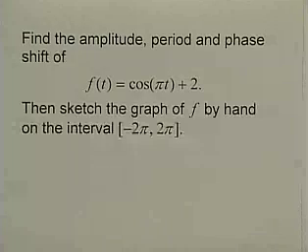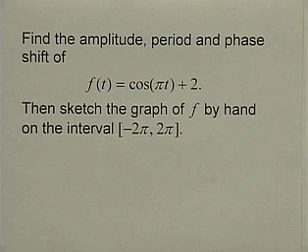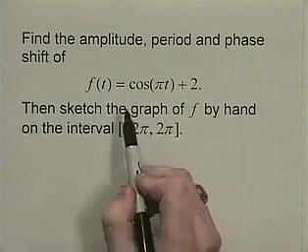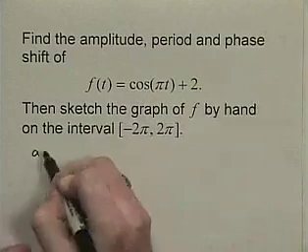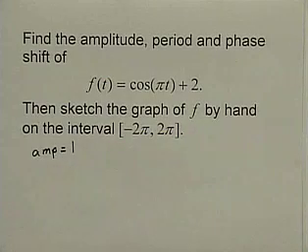Let's take a look at another function. f of t is equal to the cosine of pi t plus 2. So find the amplitude, period, and phase shift of this, and then sketch the graph of f by hand on the interval -2 pi to 2 pi. Well, first off, the amplitude is simply 1. This is just the coefficient of 1 out there. The amplitude is equal to 1.